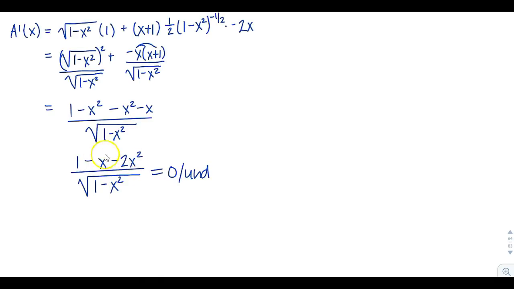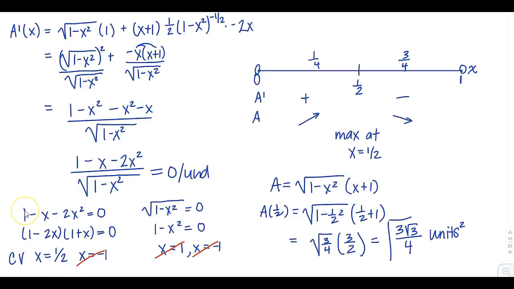So that means I'm going to need to set the numerator equal to 0 and figure out potentially where the denominator equals 0. So I have 1 minus x minus 2x squared is equal to 0, and this factors to 1 minus 2x and 1 plus x. So it gives me x equals positive 1/2 and x equals negative 1. And then we'll set the denominator, radical 1 minus x squared, equal to 0. So that's just 1 minus x squared equals 0. And that gives me just x equals both positive 1 and negative 1.